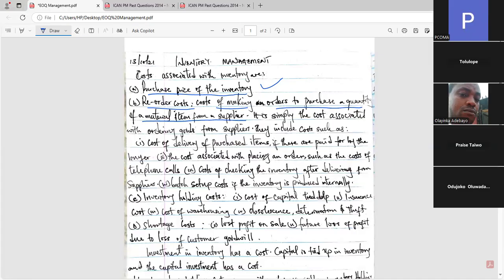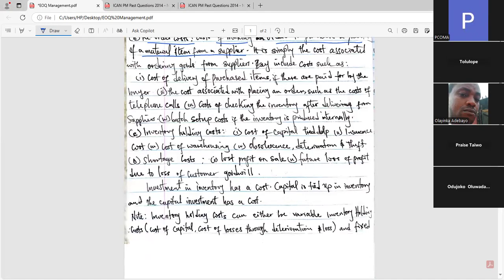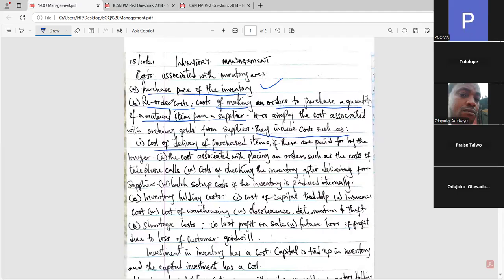Now, the next one is going to be the cost of delivering purchased items. When you order the goods, they are meant to be delivered, so the cost of delivery is under the order cost. Then the cost associated with placing an order, such as the cost of telephone calls, is also a reorder cost.